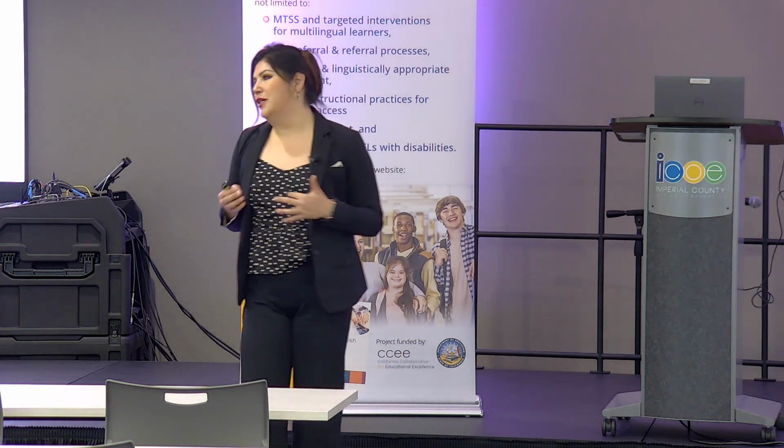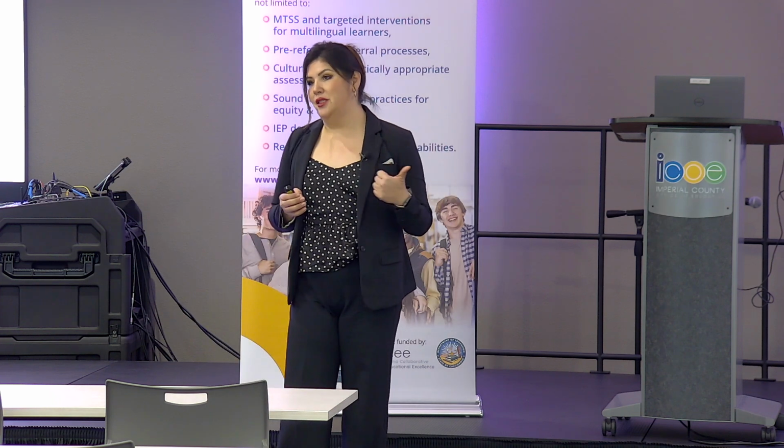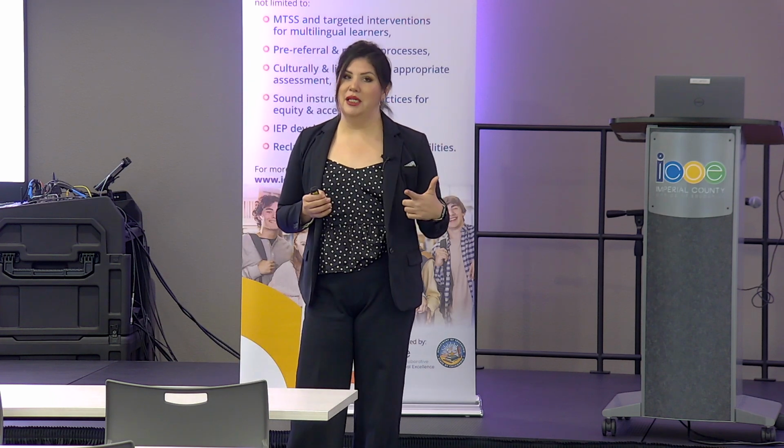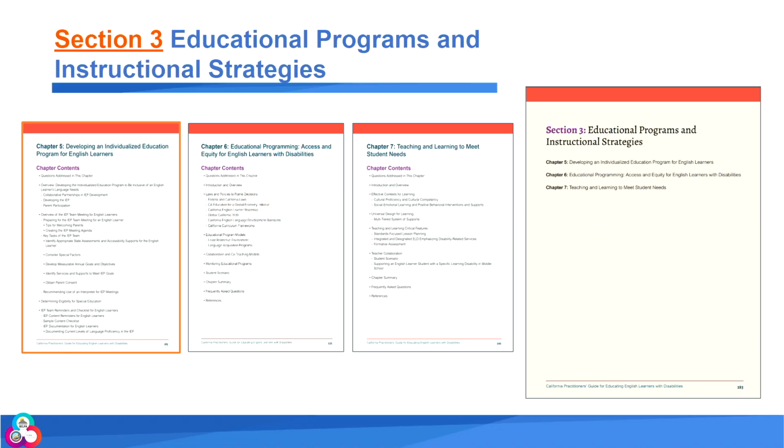As we've mentioned before in our sessions, the California Practitioner's Guide covers a variety of topics relevant to English learners with disabilities, the development of the IEP process for students who are dually identified, as well as considerations for proposing exit from special education services and reclassification. Today, we are focusing solely on Section 3. Section 3 is comprised of 3 chapters, and we're going to go through them in order.